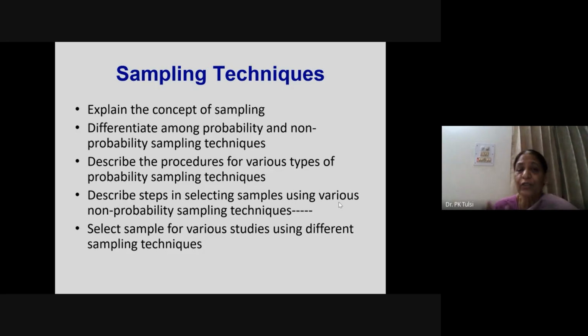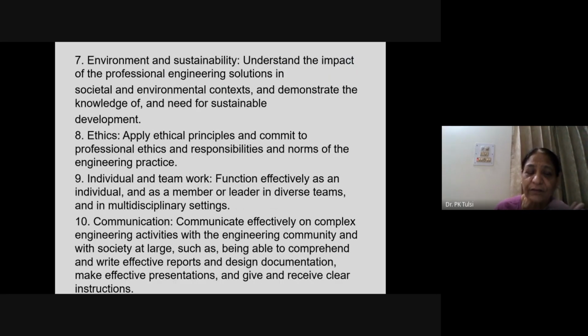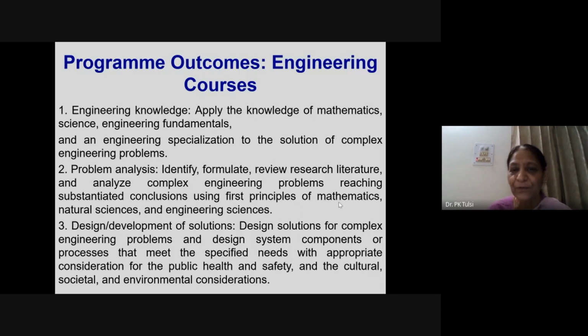And finally, given a study, the person can select an appropriate sample for the different types of studies. So you can see as we progress from the program to the course to the module, the degree of specificity increases. Or in other words, if we move from module to course, and course to program, the degree of generality increases. Program outcomes, if you pay attention here, are written in more generalized terms. When you say apply the knowledge of mathematics and science, we are not talking in terms of one specific topic or one specific course in the applied sciences. So it is holistic; the generalized statement is there.